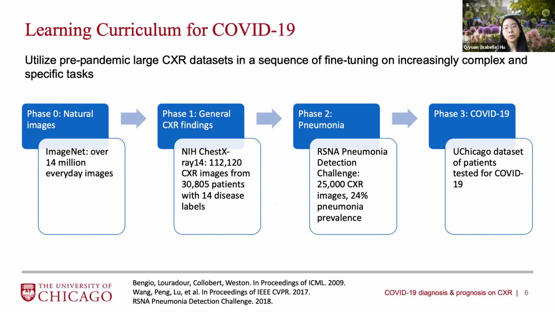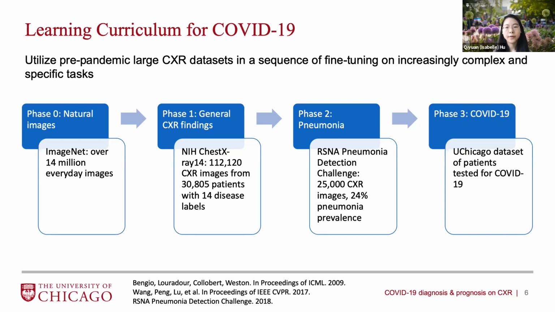So we designed a sequential transfer learning strategy where the model was fine-tuned a few times on increasingly more complex and specific tasks. First, the model was pre-trained on natural images in ImageNet and fine-tuned on the NIH ChestX-ray14 dataset, which has labels for a broad spectrum of 14 pathologies. In this phase, the model learned to find general abnormalities on CXR.